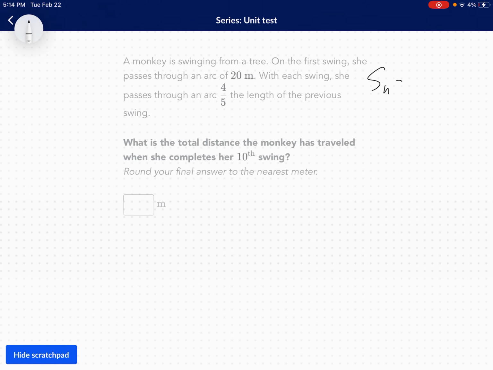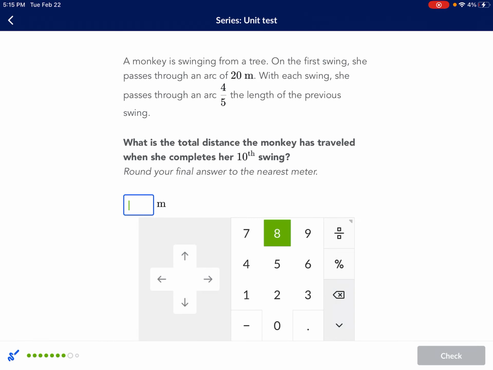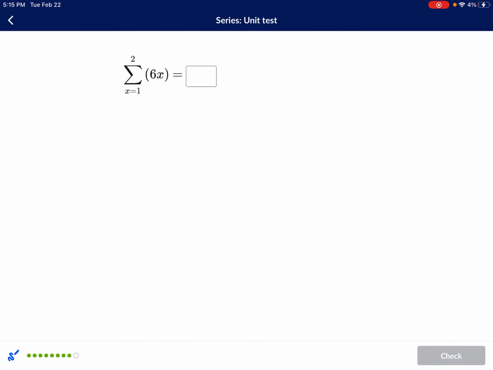Okay, so again, geometric series formula: a times 1 minus common ratio to the number of terms, over 1 minus r. 10 swings, so S10. First swing, 20. Common ratio, she was doing 4/5, okay, so 1 minus 4/5, which is 0.2. Enter all this in the calculator. We have to round to the nearest meter, so we'll do that in the end. 4/5 to the 10th, divided by 0.2. You get about 89 meters.